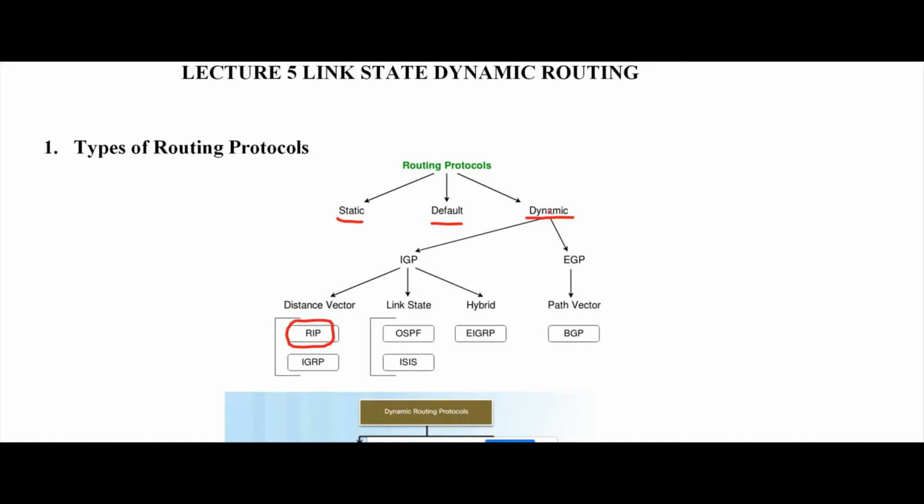Now, going for the third one, which is dynamic. In dynamic routing, the administrator is going to enable the routing protocols. If you enable the routing protocol, it is enough. The routing protocol will take care of everything. It is going to exchange the information, create the routing table, and give you the shortest path. So that is called the dynamic one.